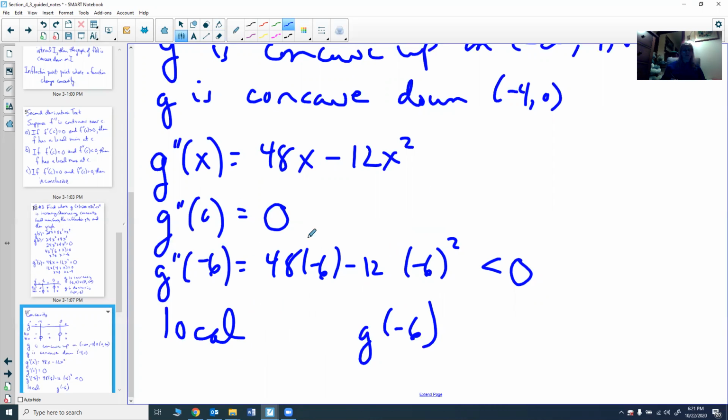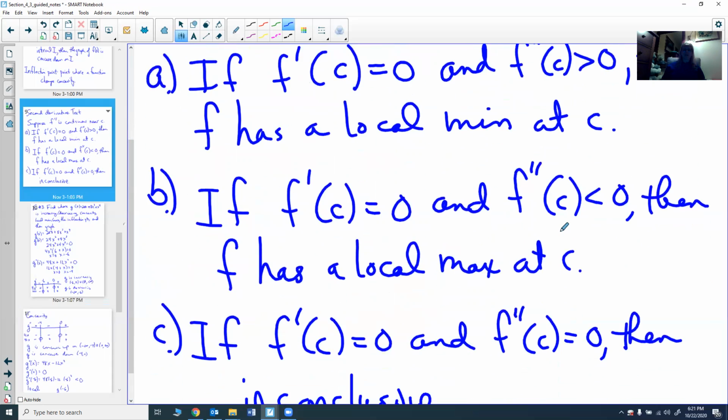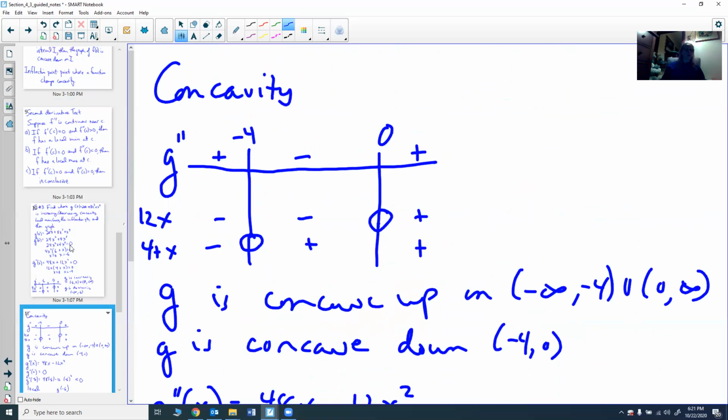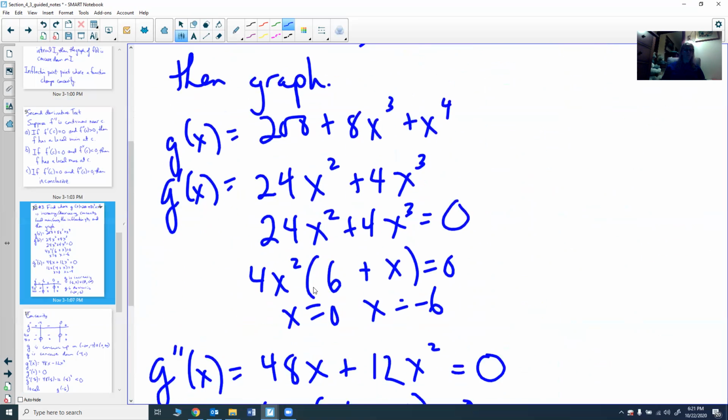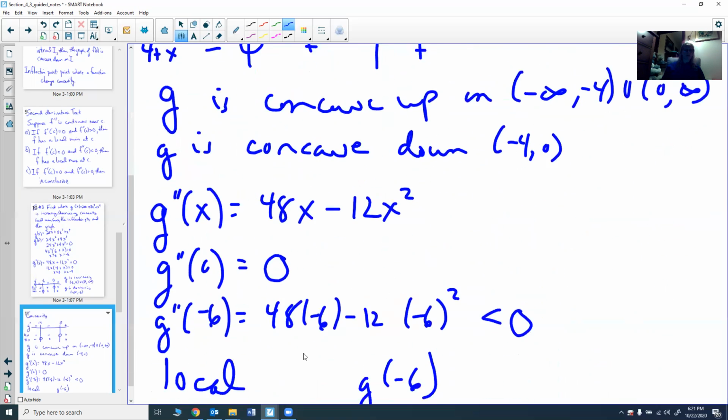So let's see here. This is a negative number. This is a negative. That's a positive number. So this is a negative number. So this is negative. And going back to our second derivative test, our second derivative test tells us that if this, yeah, it is a local max. What's going on? I must be doing something wrong with my calculations.